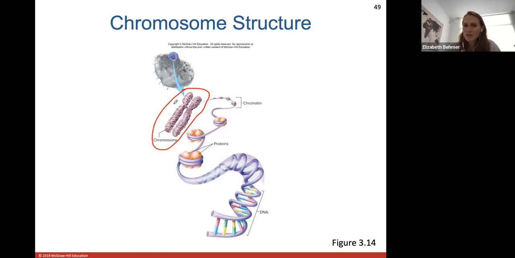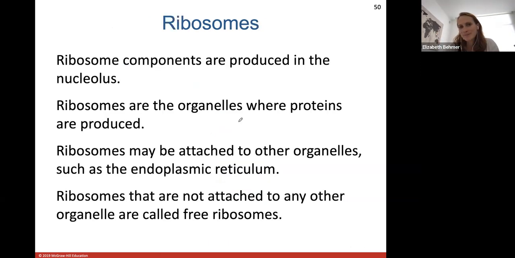And again, DNA will form this chromosome shape right before the cell divides, because as a chromosome, it's easier to pull apart a chromosome right here. It's called the centromere. It's easier to pull apart a chromosome when it's tightly wound into this shape.